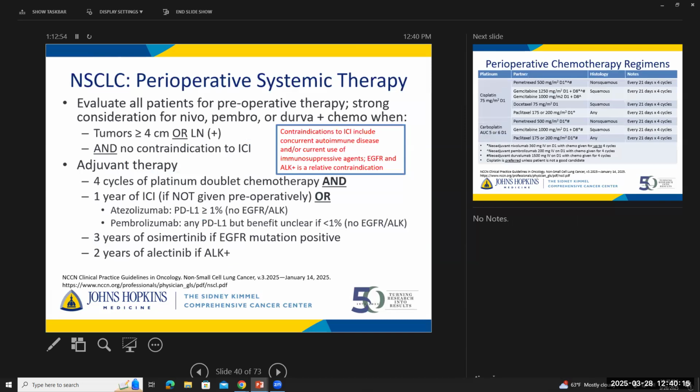And what are your contraindications to immunotherapy? Good. Autoimmune disease, on immunosuppressive agents, or EGFR, okay?